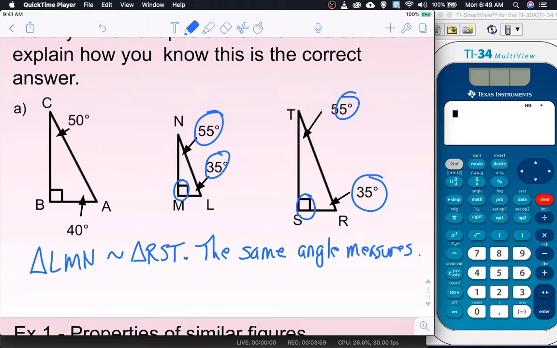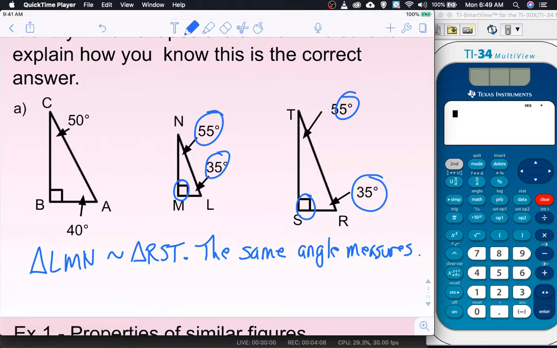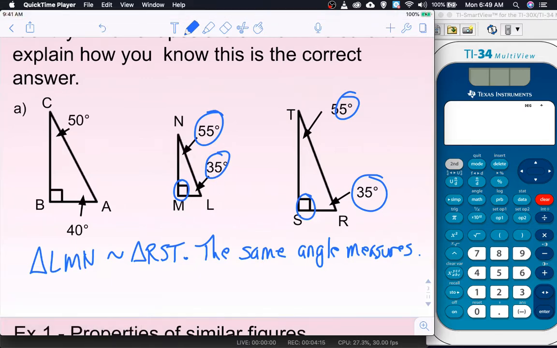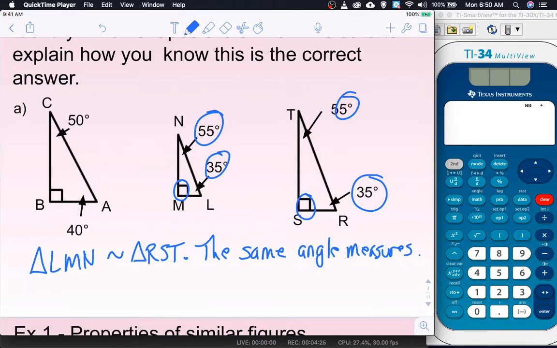They have the same angle measures. And what that does for us, the fact that these have the exact same angle measures, means that they are the same shape. If all of the angles are identical, then these are the exact same shape, just different sizes. I mean, this one's clearly smaller than this one. So that's the first property of similar figures. Similar figures have the exact same angle measures. All of the angles will be the same.